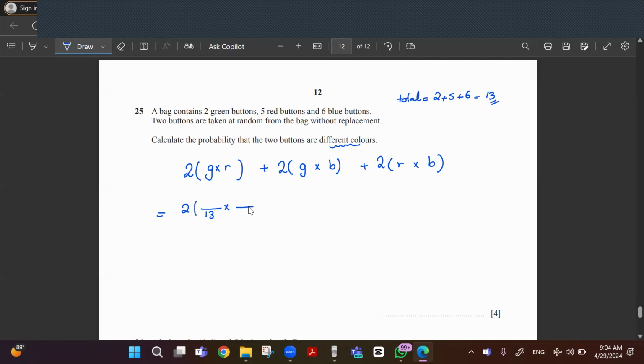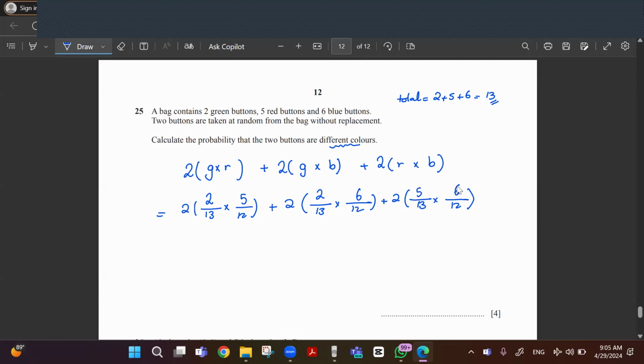Divided by 13, divided by 12, because it is without replacement. Then, how many green do I have? I have 2. Then, how many red? 5. How many green again? 2. And how many blue? 6. And how many red? 5. Then I am going to calculate this all.